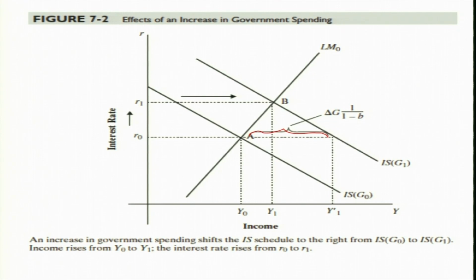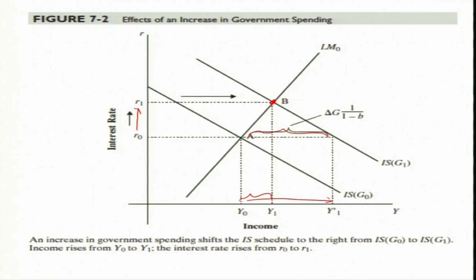However, for the reason that we outlined in the previous session, the rate of interest increases from R0 to R1, and as a result, instead of output increasing from Y0 to Y epsilon 1, the increase in output is going to be only this much, the Y0 Y1 distance, because the new equilibrium position is at B. So what we have seen here is that due to the increase in government expenditure, the rate of interest has risen from R0 to R1.